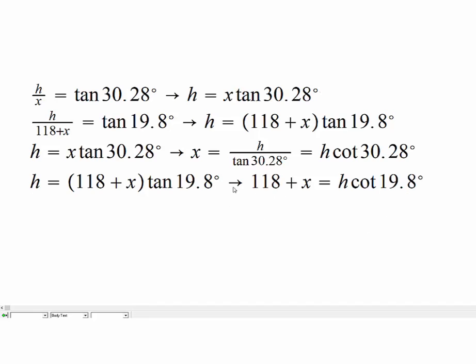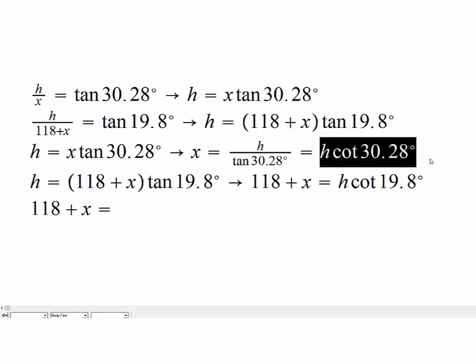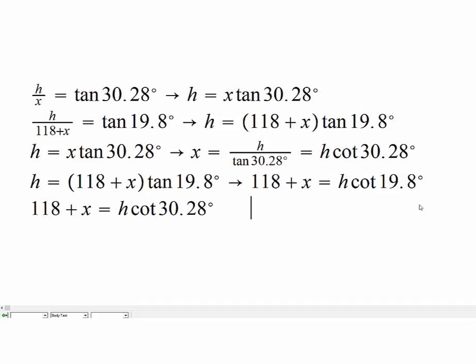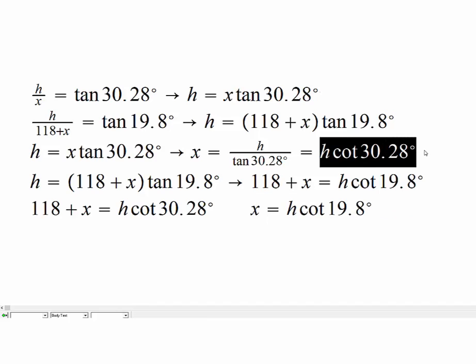So what we got is that we have two equations. One is 118 plus x equals h cotangent 30.28 degrees, and the other equation right here, let me rewrite it. Okay, that's this one. Now, sorry, what was the other equation? The other equation is x equals h cotangent.